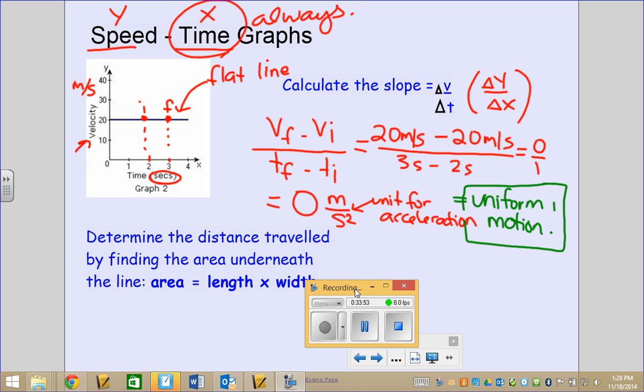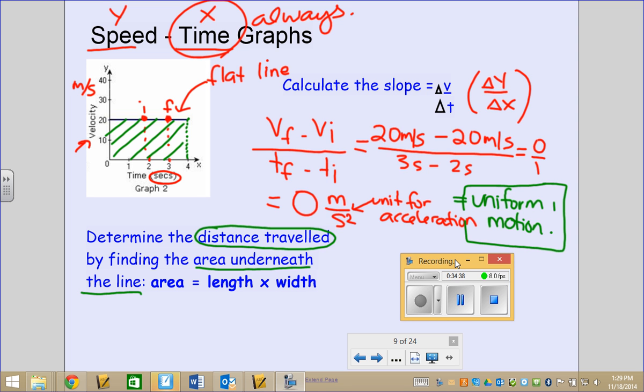So if the slope is just going to be 0 anyway, what could I figure out from a graph? Well, I could figure out the distance traveled. And the way I would do that would be to find the area underneath the line. What that means is that you'll take the line and make an imaginary little rectangle out of it. And we're going to figure out what the area of this rectangle is. Now we know from calculating surface area, let's say, that if I want to find the area of something, I need to take its length and its width and measure them together.